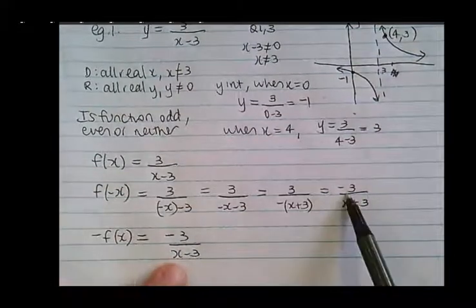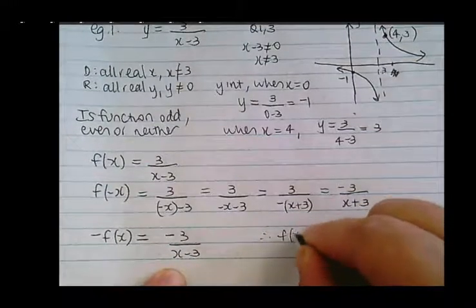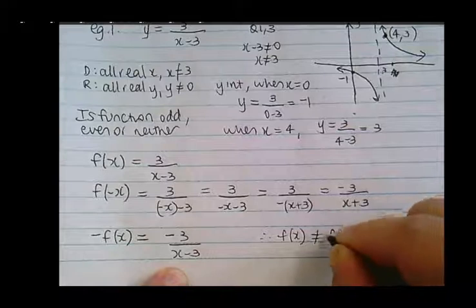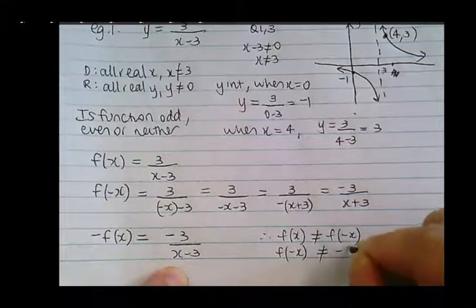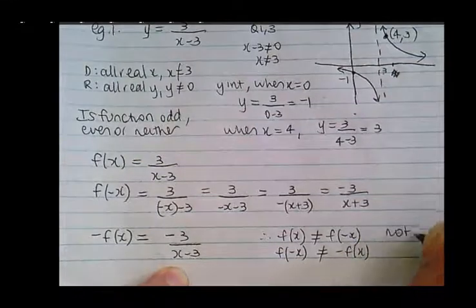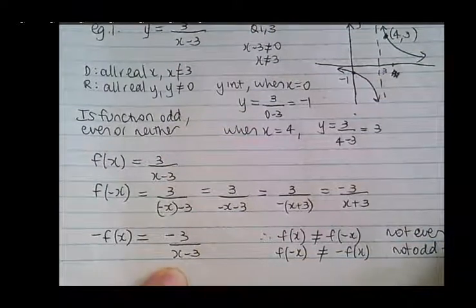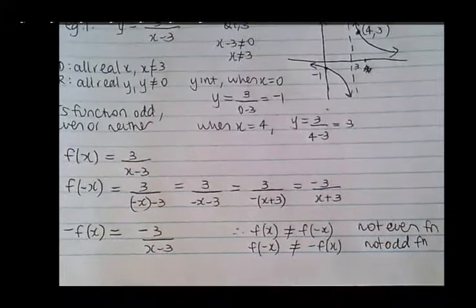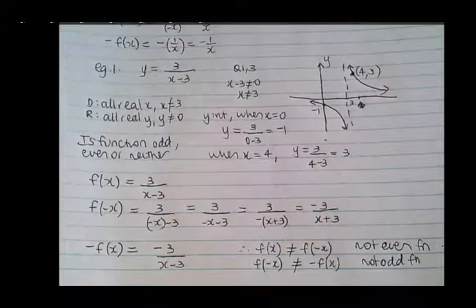Are they the same? Function of x does not equal function of negative x, and the function of negative x does not equal the negative function of x, so it's not even, and it's not an odd function. So it's not even nor odd, but you know what? We knew that just by looking at it. It doesn't have point symmetry anymore.